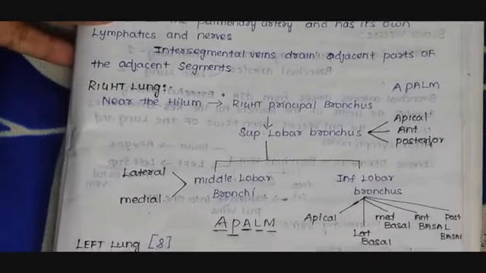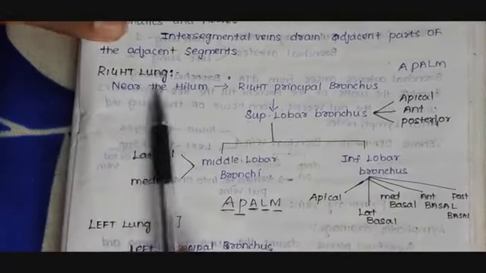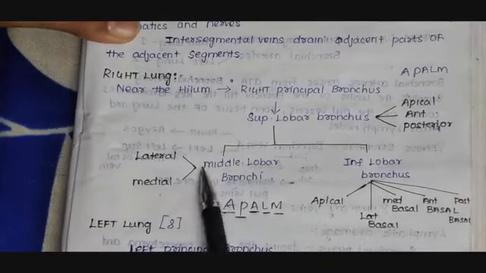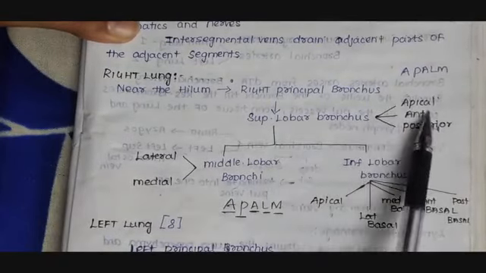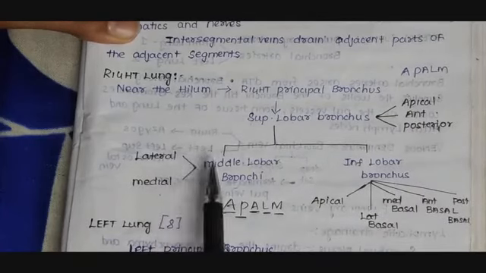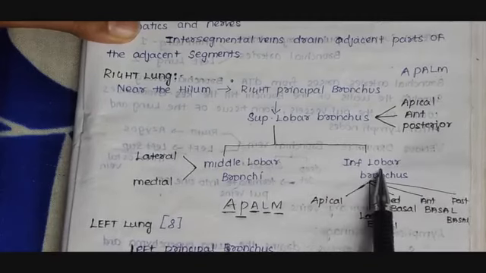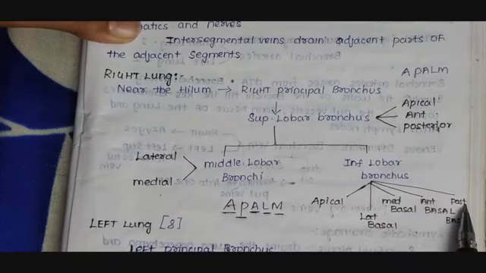Right lung. Now let us discuss the bronchopulmonary segments of the right lung. So the right lung has 3 lobes, right? Superior lobe, middle lobe and inferior lobe. The superior lobe has apical, anterior and posterior bronchopulmonary segments, whereas the middle lobe has lateral and medial, whereas the inferior lobe has apical, lateral, medial, anterior and posterior.